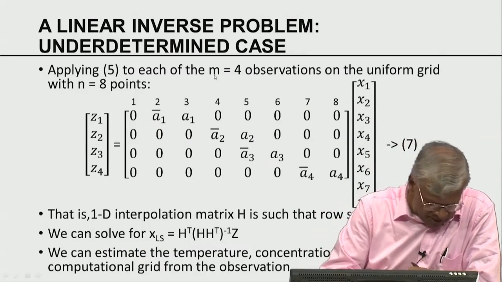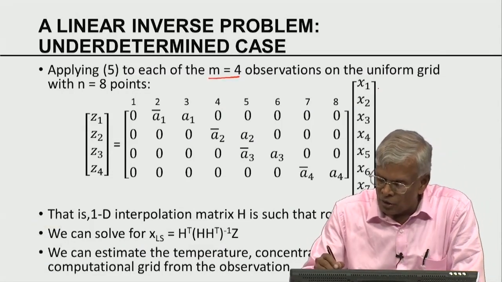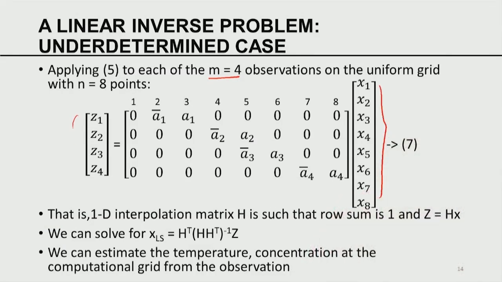So I have m observations, I have 8 unknowns, so this is the unknown vector, this is the known thing, my problem is linear, so this is the matrix H. The H matrix is 4 rows and 8 columns. For example, Z1 is located in the interval between 2 and 3, so only x2 and x3 are affected by Z1, the rest are all 0. Z2 is affected only by X4 and X5 because it lies in the interval 4, 5. Z3 in the interval 5, 6. Z4 in the interval 7, 8.